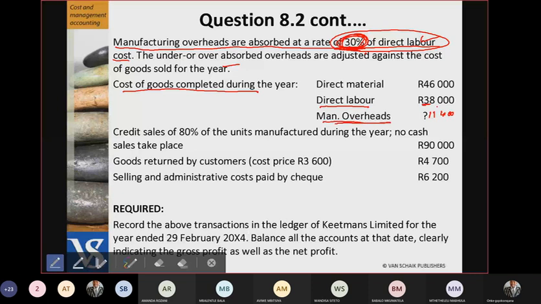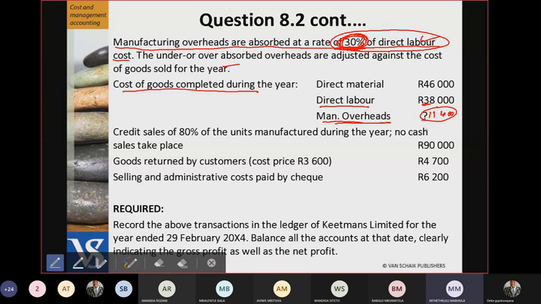So you take that 38,000 times 30%. That's where you'll get this 11,400. And say, okay, this is the value of my manufacturing overheads if these units are completed. Then you add the three, so that you arrive at this 95,400. All right, Senebo. Thank you.